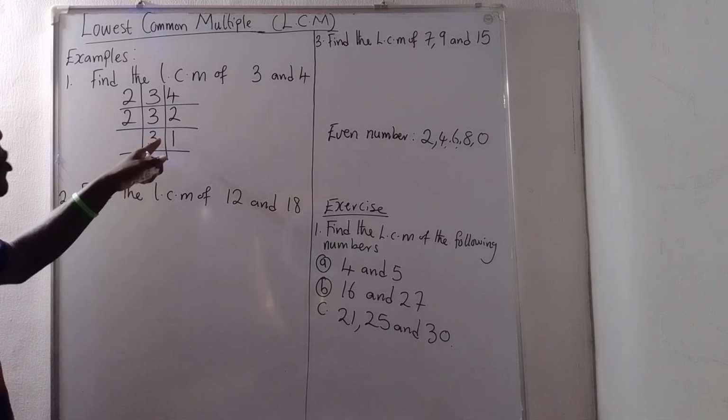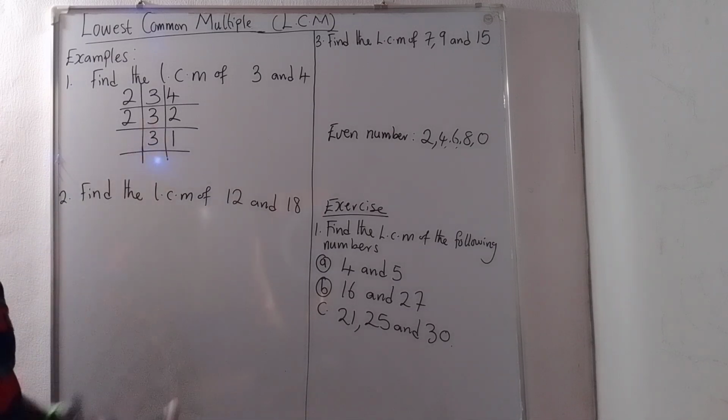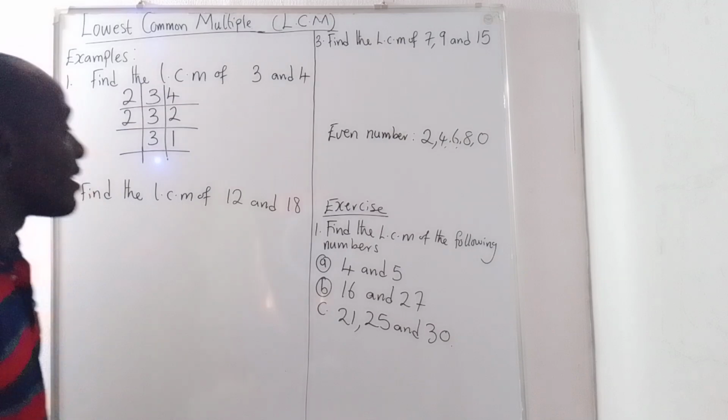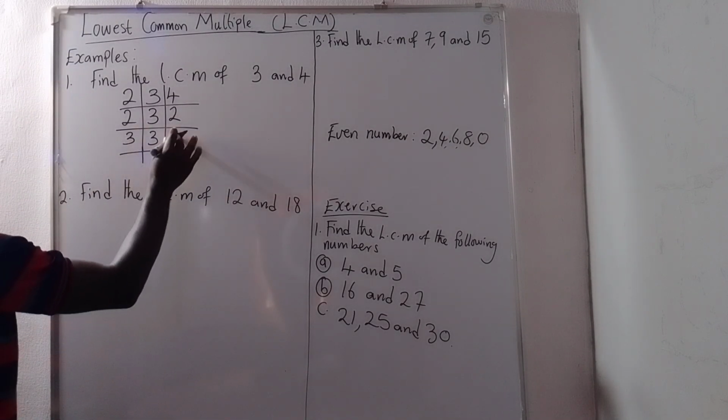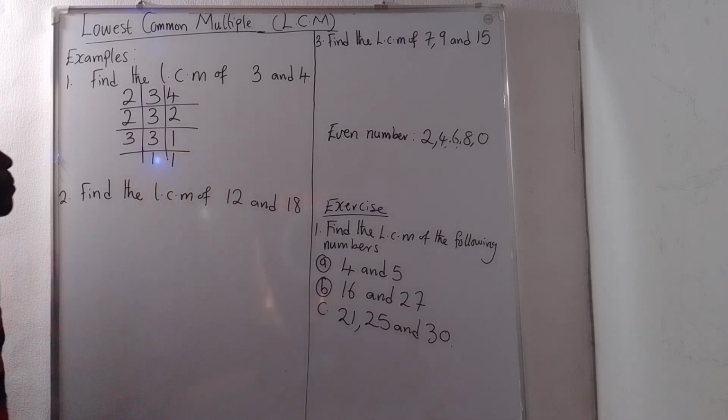So we have 3 now. Can this number be divided by 2? No. We go to the next number, which is 3. Can 3 divide this number? Yes. 3 divided by 3 is 1. For this one that we are done, we bring it down.